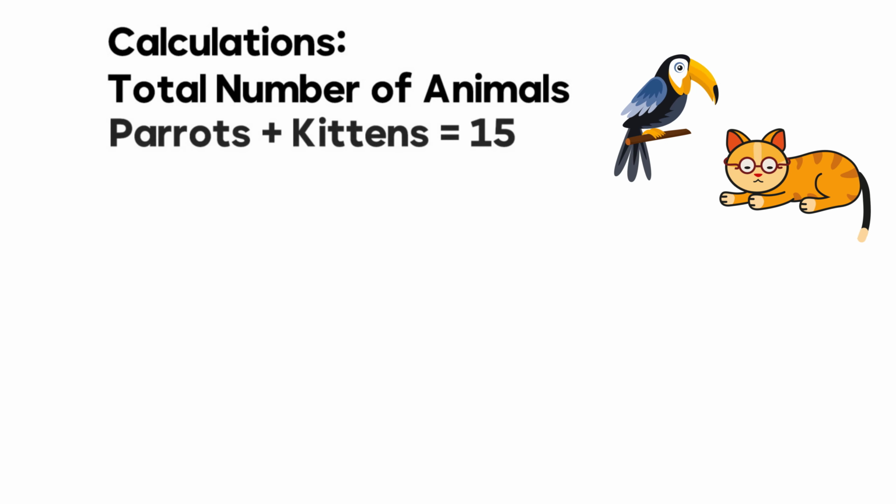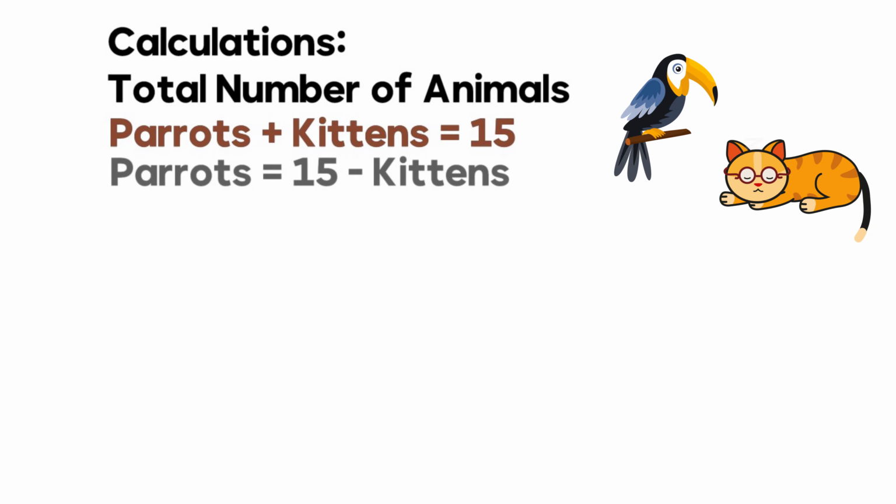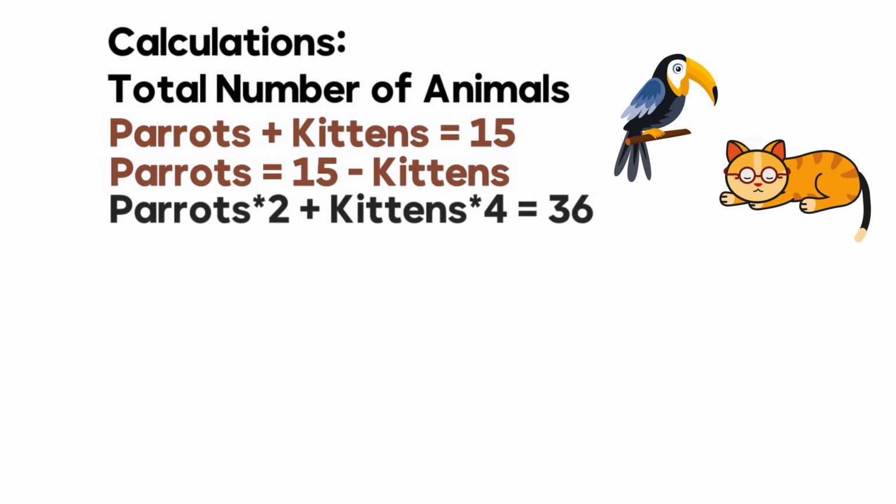Based on this information, we can create a formula. Number of parrots in the store plus number of kittens in the store equals 15. So based on this, we can calculate number of parrots. Number of parrots equals 15 minus number of kittens. We can do similar expression based on the number of legs. 2 multiplied by number of parrots plus 4 multiplied by the number of kittens equals 36.